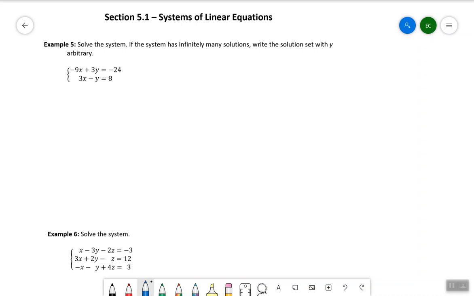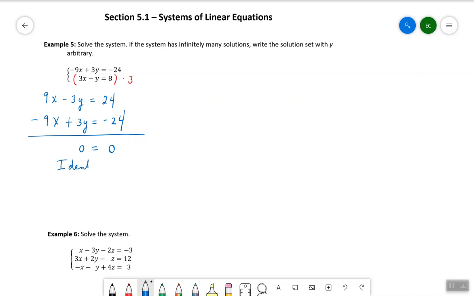To solve this system, what I would like to do is use the elimination method, and I would like to multiply the second equation by 3. And when I do that, I get 9x minus 3y equals 24. And then the first equation can come down. Negative 9x plus 3y equals negative 24. And then when I add the equations together, everything cancels. And so we have an identity.